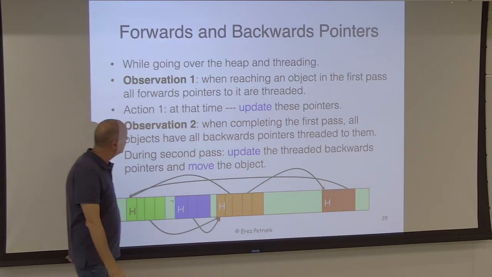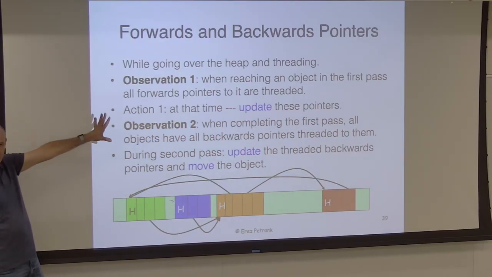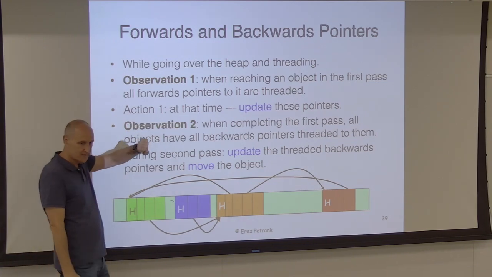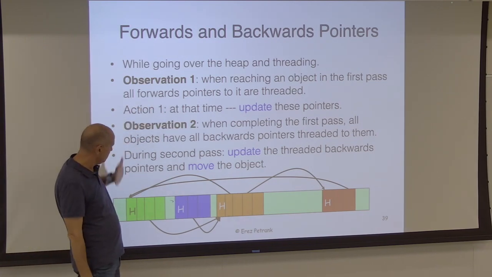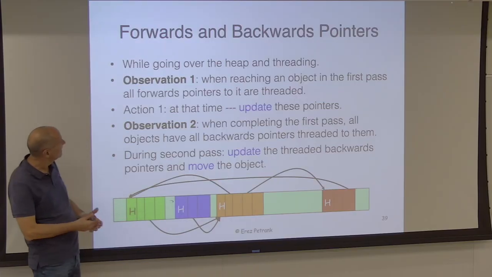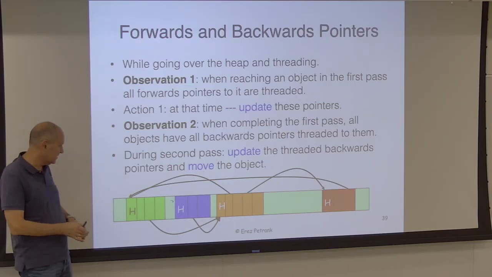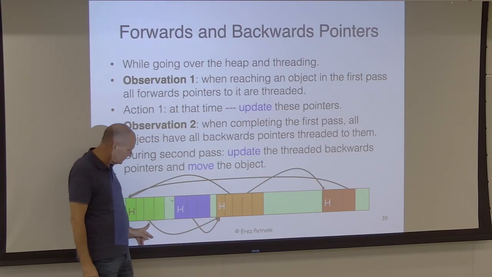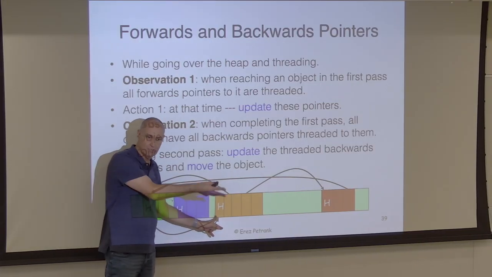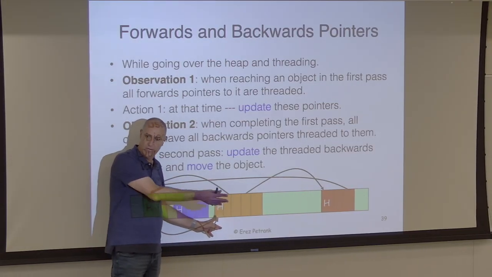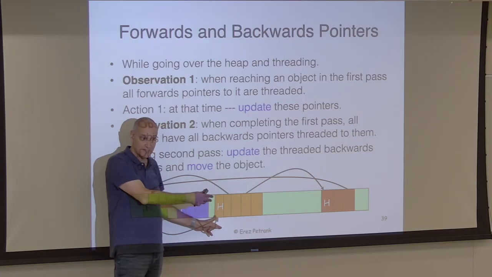Okay, but so let's look at some observations to make it a two-pass. So first let's give it names, forward and backward pointers. So I have pointers that go farther to a higher location in the heap, like to the right, the larger addresses.